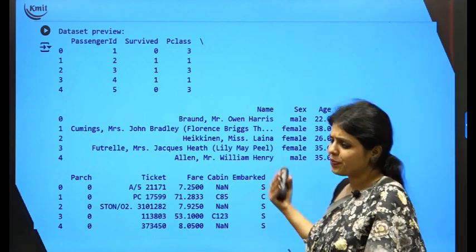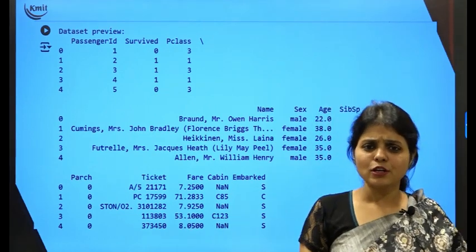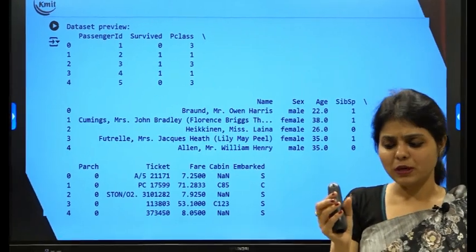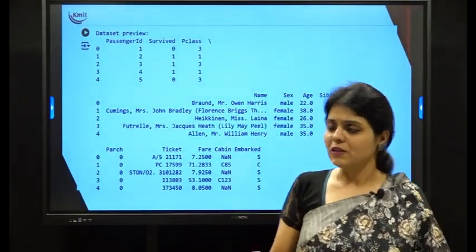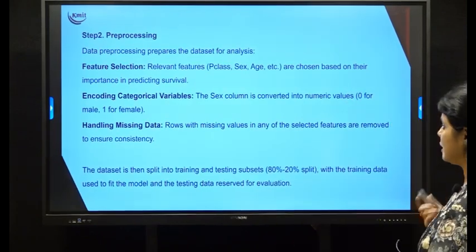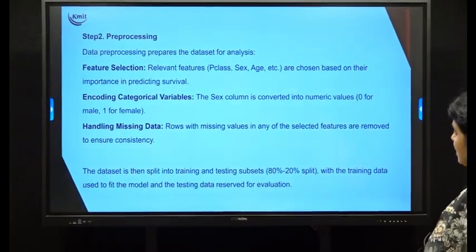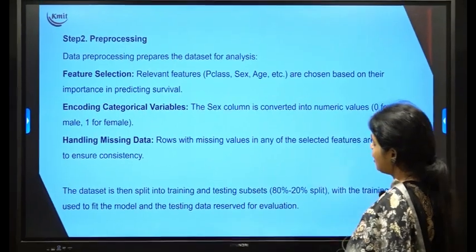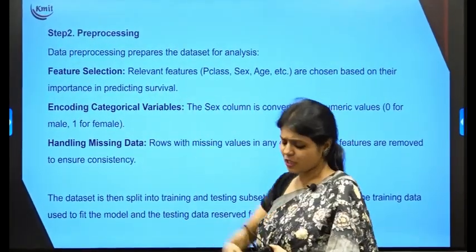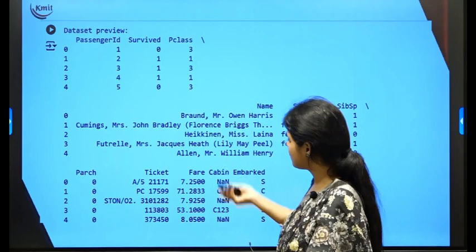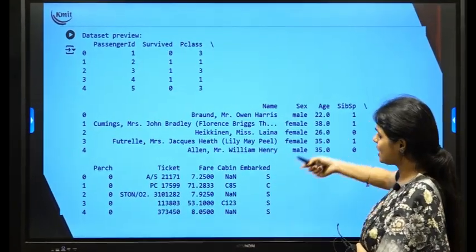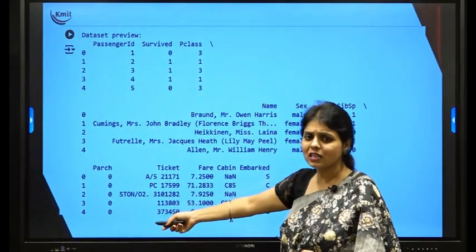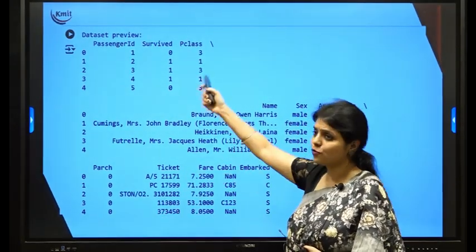Most of the details may be irrelevant, so I want to pick only a few input features for predicting the survival rate. So I try to pre-process the data. There are various steps in pre-processing. First is feature selection. I don't want to include all these features whose names I don't even know, like what is embarked, what is SibSp. I don't want to take the ticket number and all that, because I don't think all these input features will contribute to the prediction.